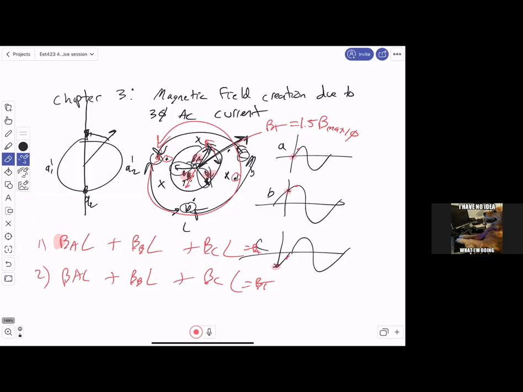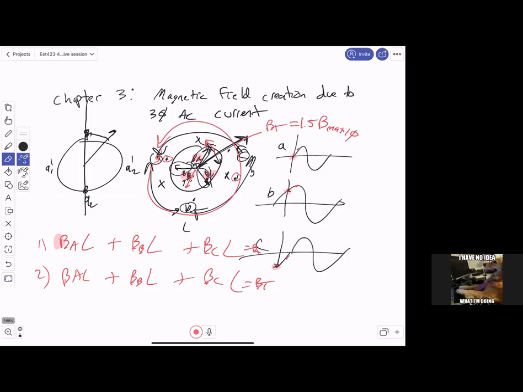Wait, so Paul, did you just cut the motor in half because you only have one phase? Is that why you just did that? Nope. No, I did not cut it in half. What essentially I did is I only showed one of the 3 phases.